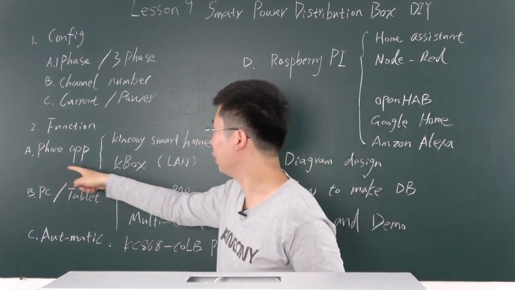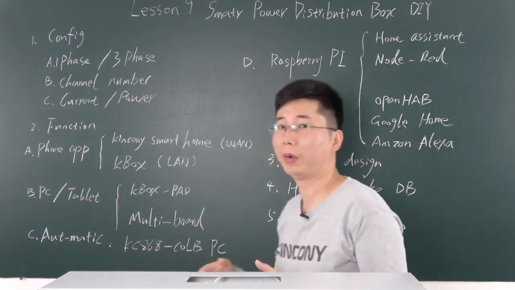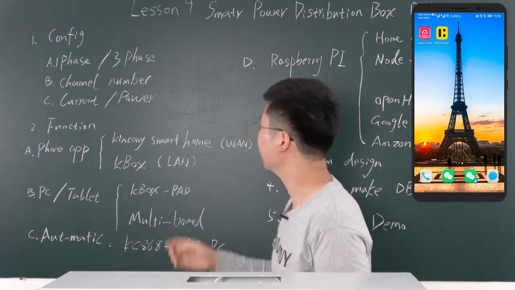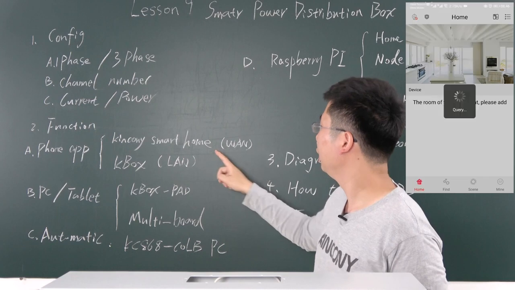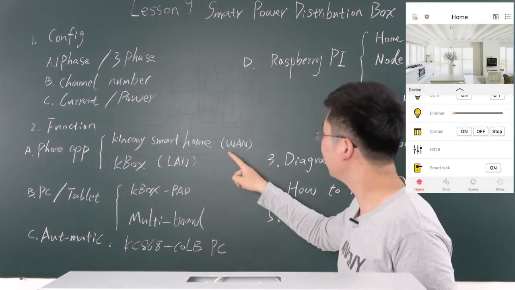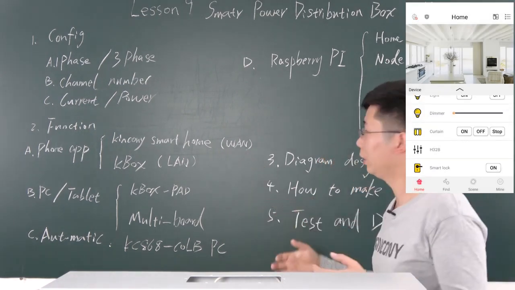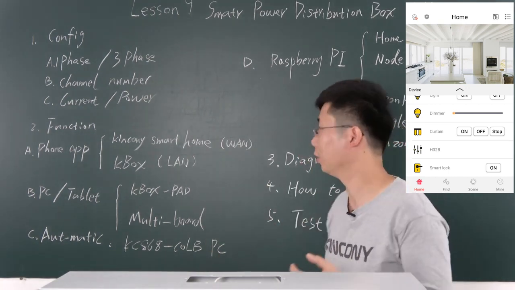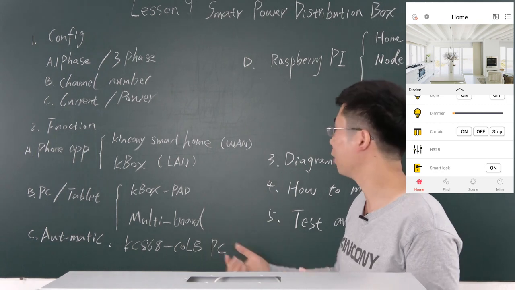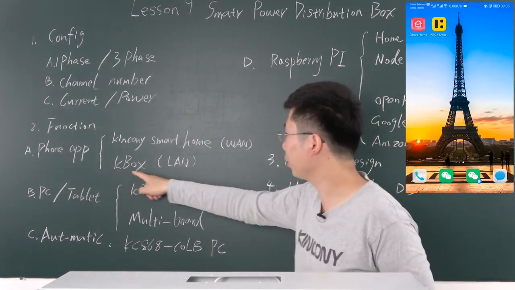The first one, which most people will use, is the mobile phone application. We can use the KinCony Smart Home application on the mobile phone. This is for WAN, which means it is used over the internet through the cloud server, for remote control of your switch and your power.